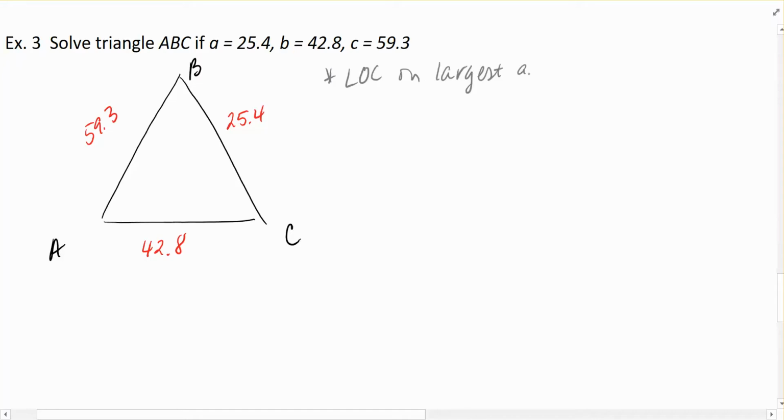Now remember that the largest angle is going to fall across from the largest side. So that would be side C. And so that tells me that I'm going to be solving using the law of cosines to find angle C. So let's write the formula, which would be c squared equals a squared plus b squared minus 2ab times the cosine of angle C.